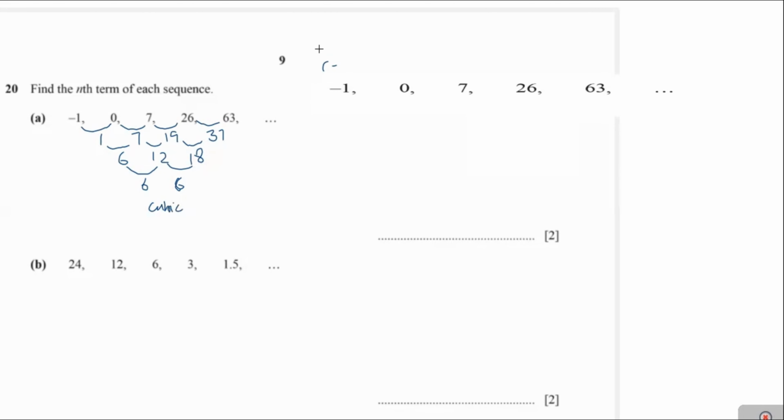Now to find the nth term of the cubic sequence, we write this sequence again. You see here, 7, we can write as 8 minus 1. This value is 27 minus 1. You can write it as 64 minus 1. And same here is 1 minus 1. You see here, 8 minus 1, you can write as 2 cubed minus 1.